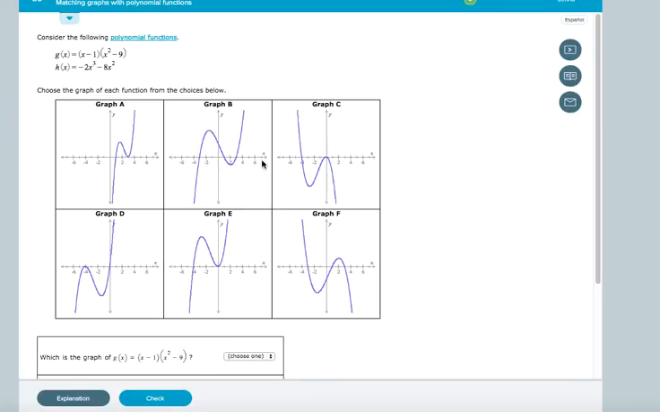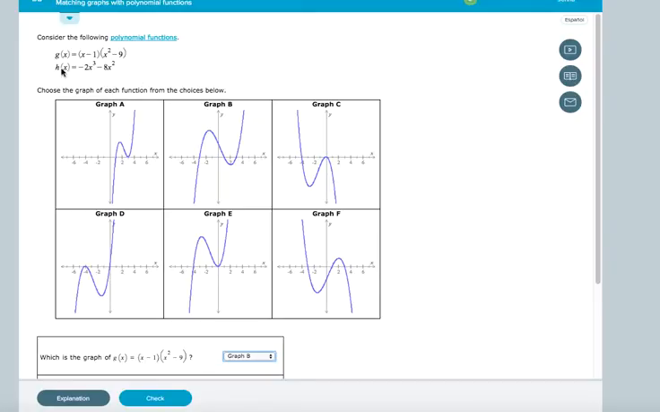So let's think about the other things that we could do to check, though. If we were to factor this into x plus 3, x minus 3, we would have roots at plus and minus 3. So we have roots at negative 3 and positive 3. So that looks pretty good. And so it looks like it's definitely graph B. So we're going to go with graph B.